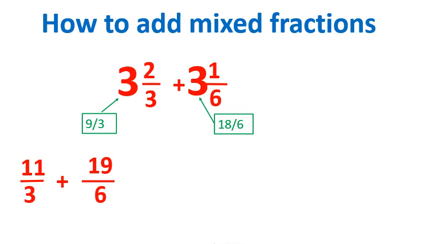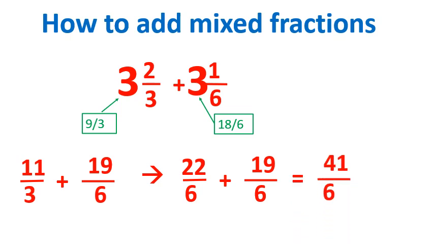Now we need to get a common denominator. And so 11/3 is converted to 22/6, so that the denominator for both numbers is 6. And now we've got 22/6 plus 19/6. We just add 22 plus 19, and that's 41, and the denominator is 6. So the answer is 41/6. But let's now get it back into a mixed fraction. And so that's equivalent to 6 5/6.